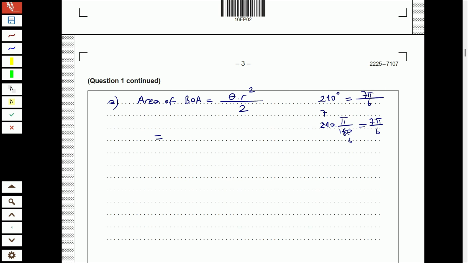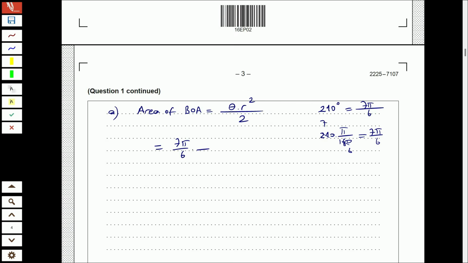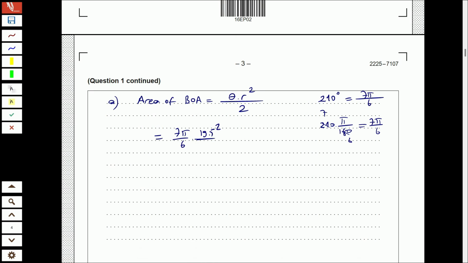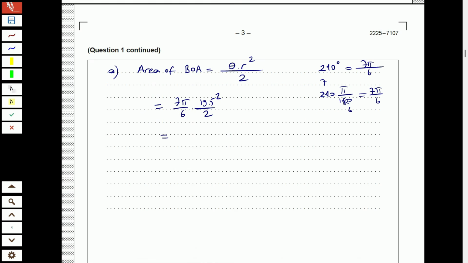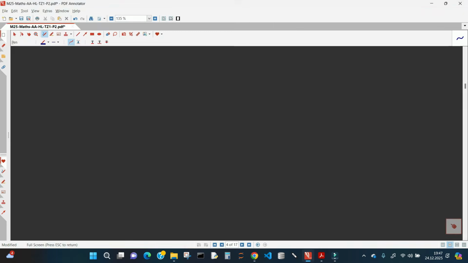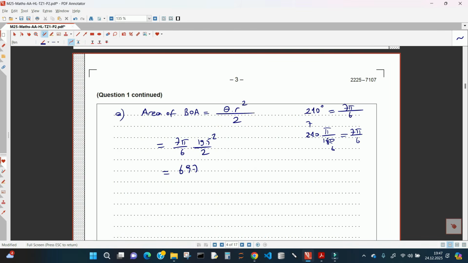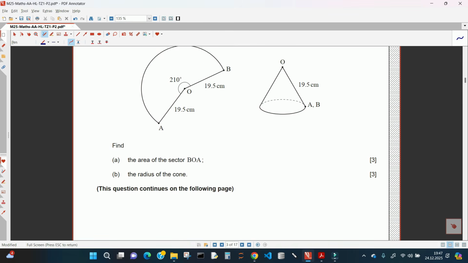I'm going to replace theta with 7 pi over 6, times the radius 19.5 squared, over 2. Let's find this. 7 pi over 6 times 19.5 squared over 2 is approximately 697. Question B.